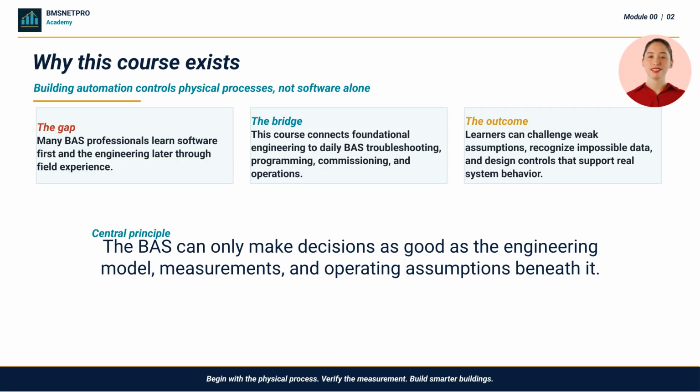Book 2 was written to close a common gap in the BAS field. Many capable professionals know how to edit graphics, discover devices, create points, and write logic before they have been formally taught the physics of coils, pumps, fans, valves, humidity, electrical signals, and pressure relationships. This course is the bridge. It does not replace an engineering degree or manufacturer instructions. It gives BAS professionals practical engineering judgment so they can troubleshoot from first principles and support real building performance.